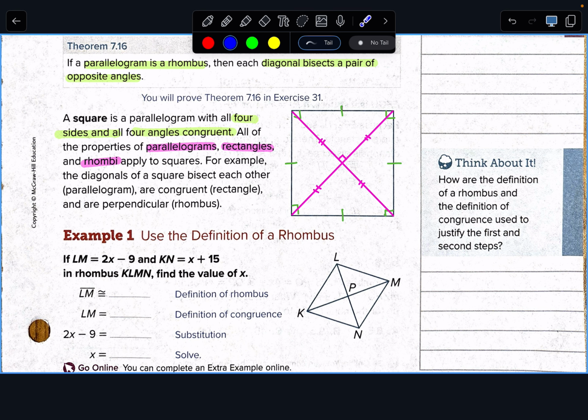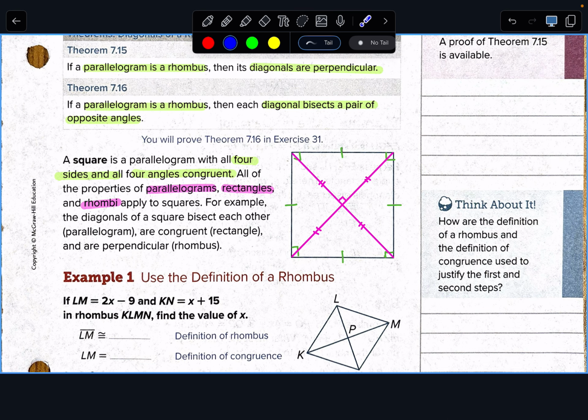Isn't a rhombus just a diamond? Or like, what's a diamond then? I would say what you grew up identifying as a diamond is probably a rhombus.